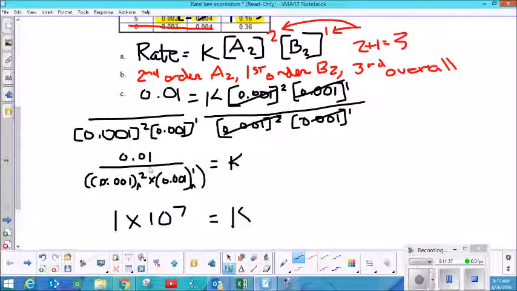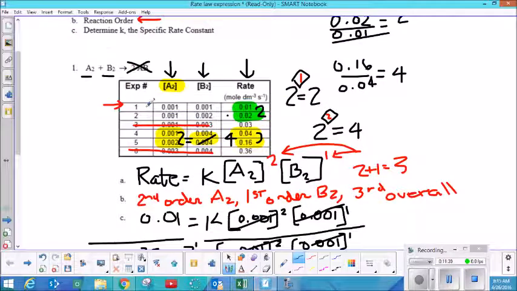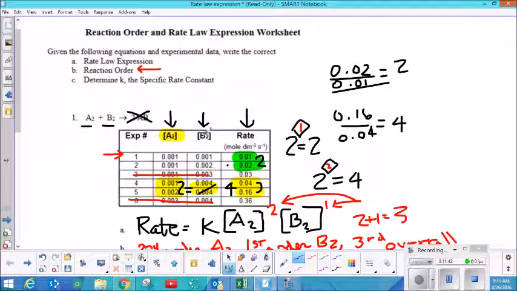All right, I hope this helps you be able to solve a reaction order and rate law expression problem.